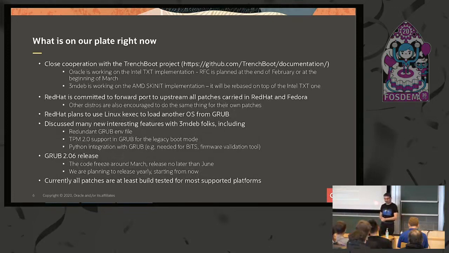At the end of last year, I met with FreeMDEP folks, and we also discussed some interesting features. For example, a redundant GRUB environment file. It can be used by some embedded devices to safeguard upgrades, and currently it is not possible to do that safely. So, for example, if something bad happens during the upgrade, then after reboot, the machine is not able to start or something like that. So this environment file and how it works should be improved.